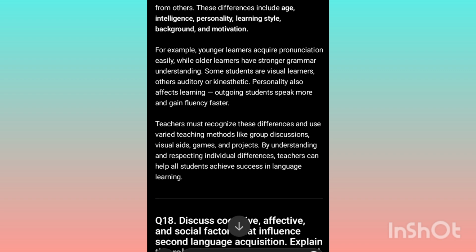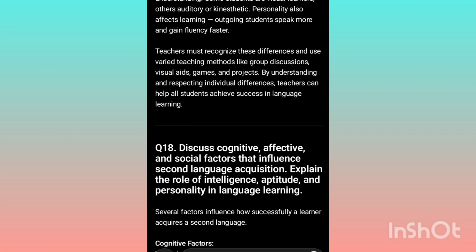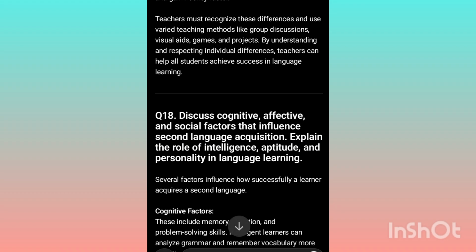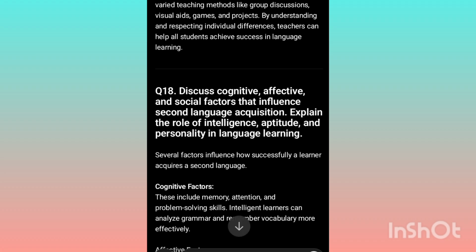Personality also affects learning. Outgoing students speak more and gain fluency faster. Teachers must recognize these differences and use varied teaching methods like group discussions, visual aids, games, and projects. By understanding and respecting individual differences, teachers can help all students achieve success in language learning.